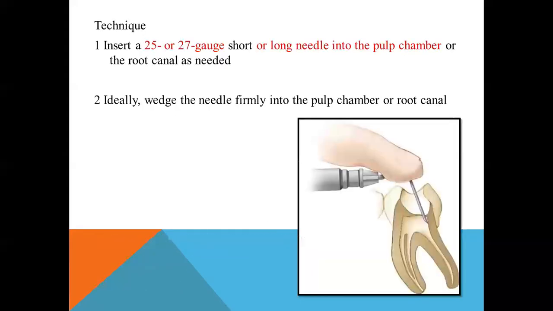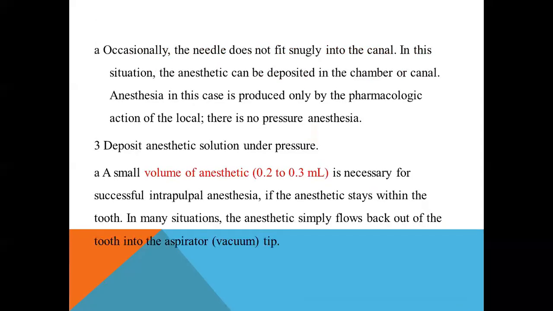Positive aspiration is 0%. Coming to the technique, insert a 27 or 25 gauge needle into the pulp chamber or a root canal as needed. Ideally, wedge the needle firmly into the pulp chamber or root canal. Occasionally, if the needle does not fit snugly into the canal, in this situation anesthetic can be deposited in the chamber or canal. Anesthesia in this case is produced only by the pharmacological action.